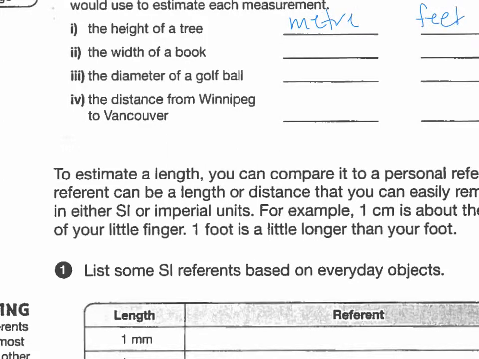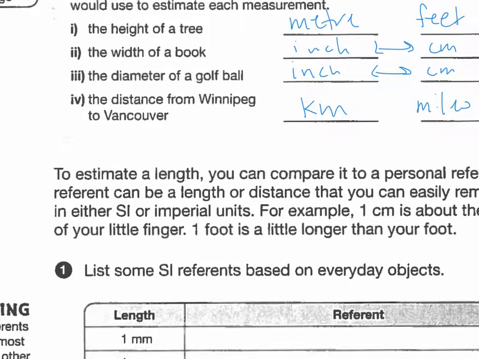The width of a book, maybe inch or centimeter. Diameter of a golf ball, again you might use inch or centimeter. The distance from Winnipeg to Vancouver, you might use kilometers or miles. And these should be in the different columns here. Meters go with centimeters, go with kilometers.